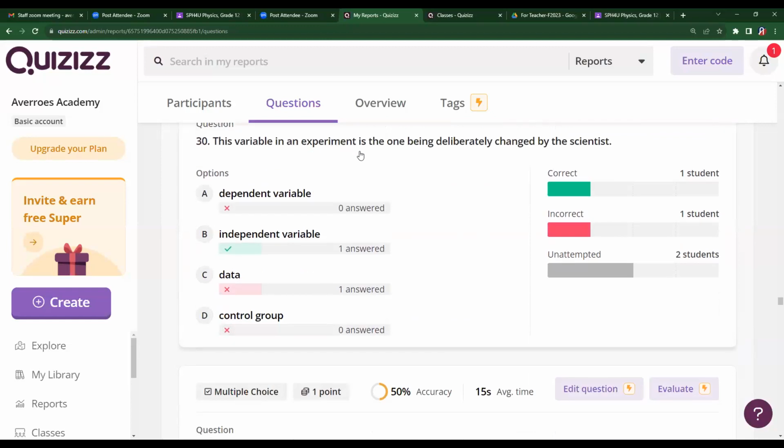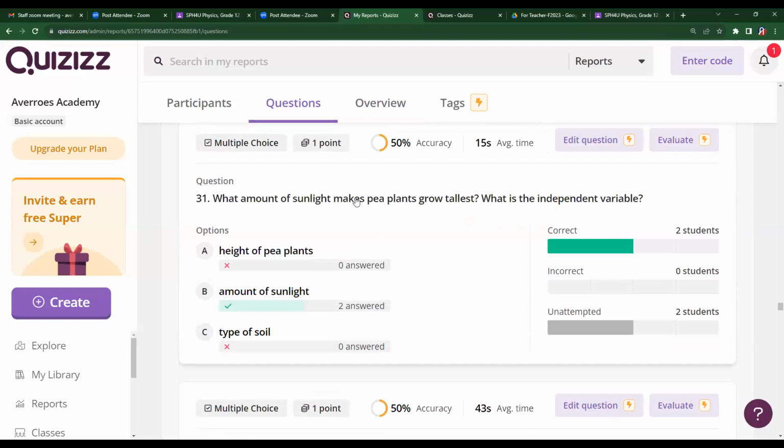Okay, so the variable of an experiment that is deliberately changed by scientists is the independent variable, and the dependent variable depends on the independent one. What amount of sunlight makes pea plants grow tallest? What is the independent variable? The independent variable is the amount of sunlight, and height depends on sunlight. So height will be vertical and amount of sunlight horizontal. Basically, when you do an experiment, the independent variable goes horizontally and what depends on it goes on the vertical axis.